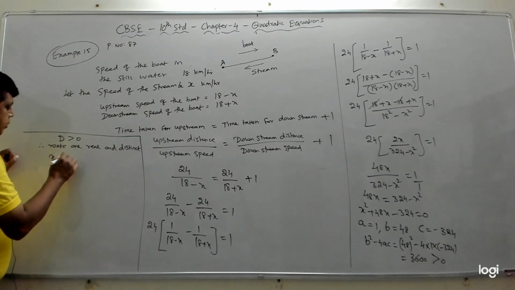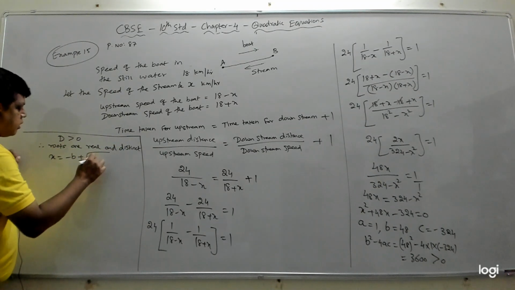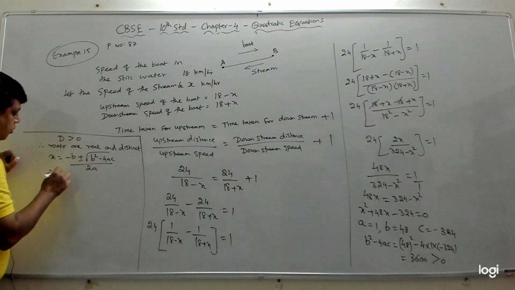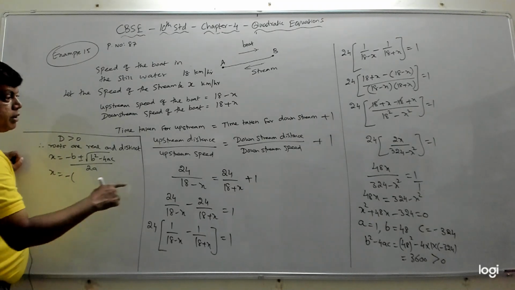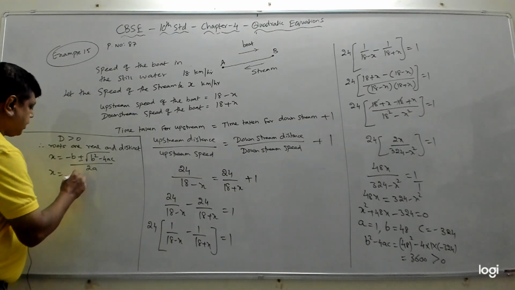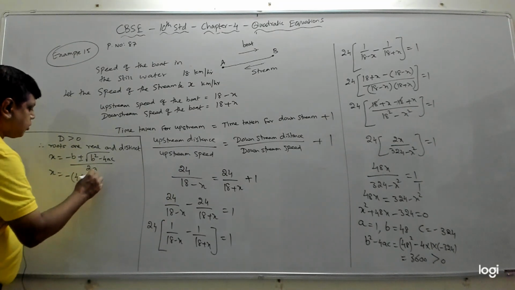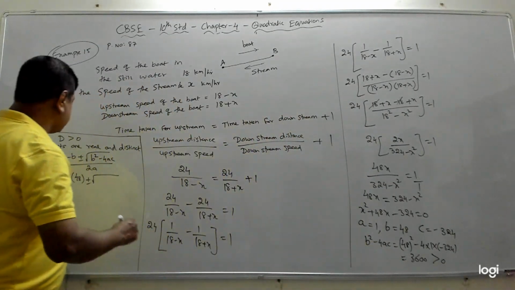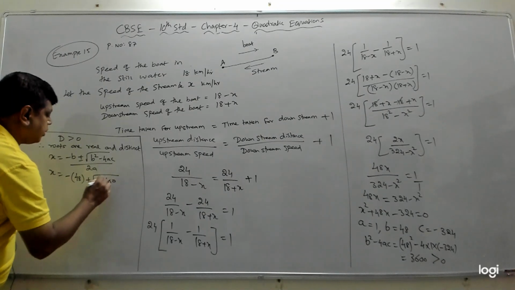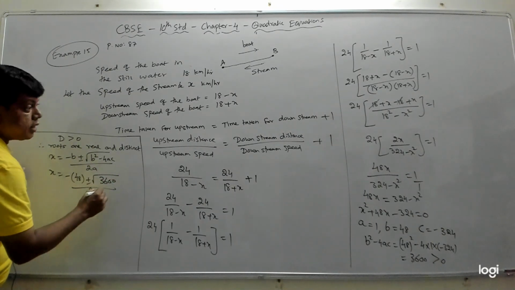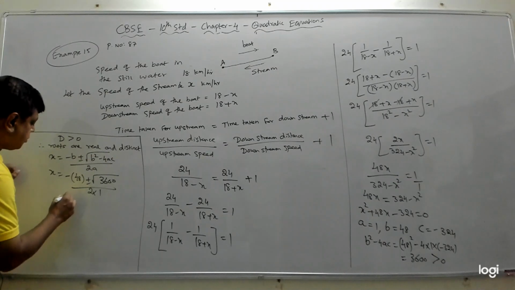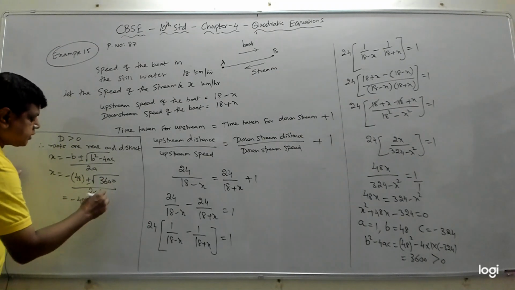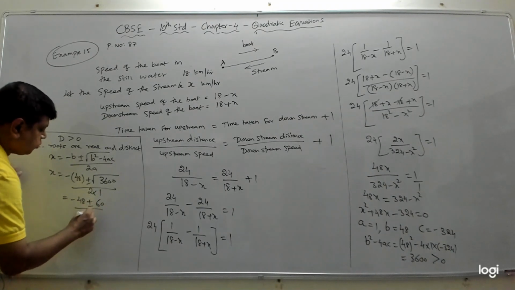X is equal to minus b plus or minus square root of b square minus 4ac by 2a. B is 48, so minus 48 plus or minus square root of b square minus 4ac, which we got as 3600, by 2a, 2 into a. A is 1. So this will become minus 48 plus or minus square root of 3600, which is 60, by 2.